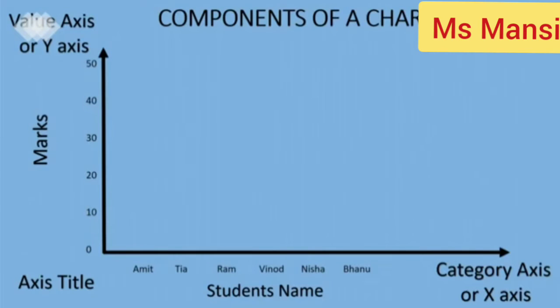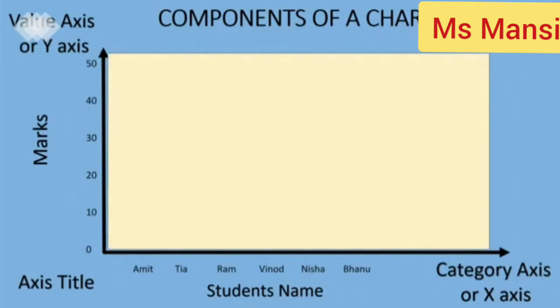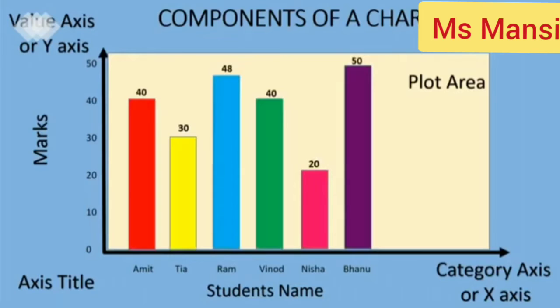Next is plot area. What is plot area? Plot area is a window within the chart area. This is a plot area. It contains the actual chart itself, including the data series, category and value axes. X-axis and y-axis, also data series. Clear? This is a plot area.